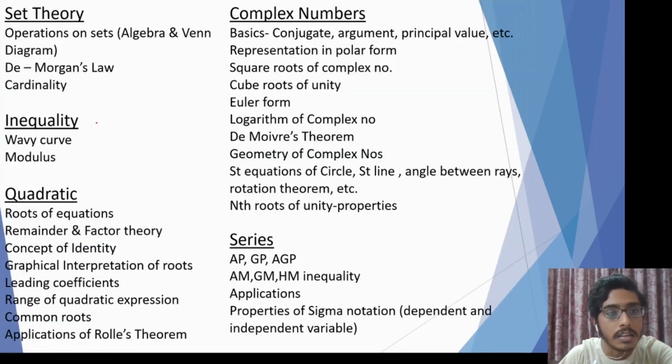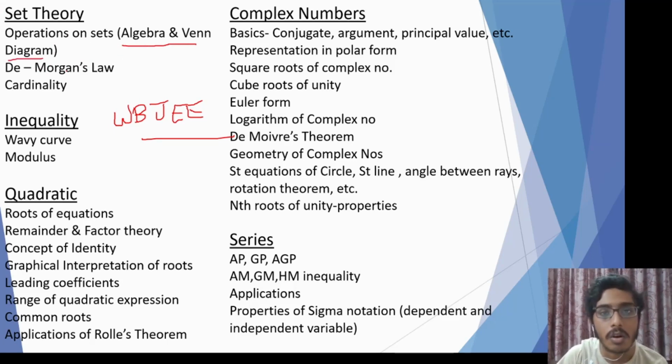Okay, now let's look at the important concepts of each and every chapter. So first, it's set theory. In set theory, what is important here is based on WBJEE only. It's not for JEE. These concepts that I have mentioned over here are exclusively for WBJEE, right? So for set theory, the operations on sets: union, intersection, difference, the set algebra, Venn diagram, De Morgan's law, right, and the cardinality. Questions on cardinality have come in previous years. If you see, you will find them. So these are the important concepts.